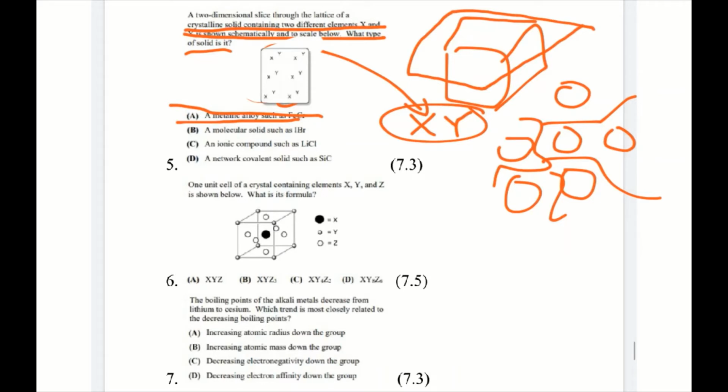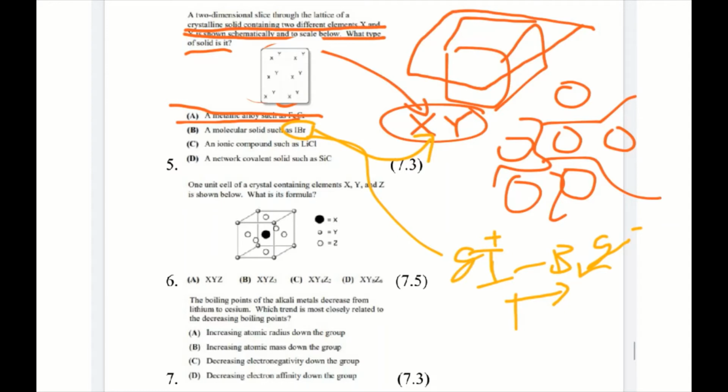A molecular solid like IBr would make sense, because if you think about it, IBr is going to be slightly polar because Br is more electronegative than I. So because of this, you have a bond dipole and a net dipole, so this is partially negative, partially positive.